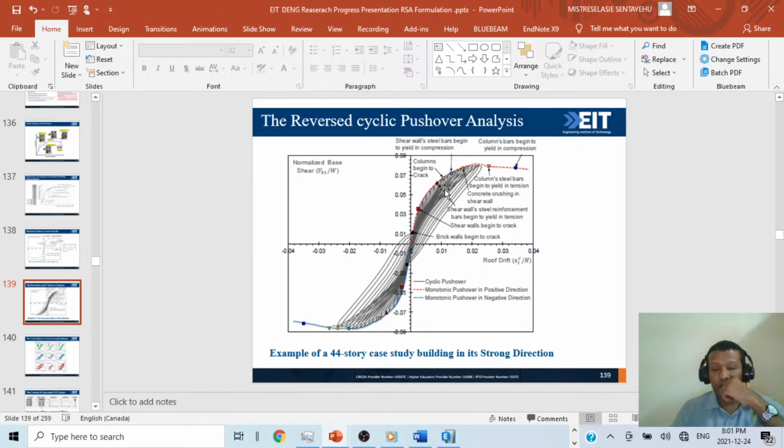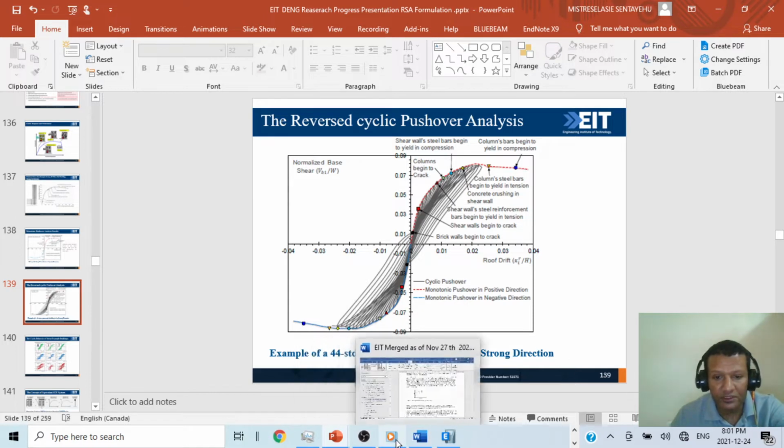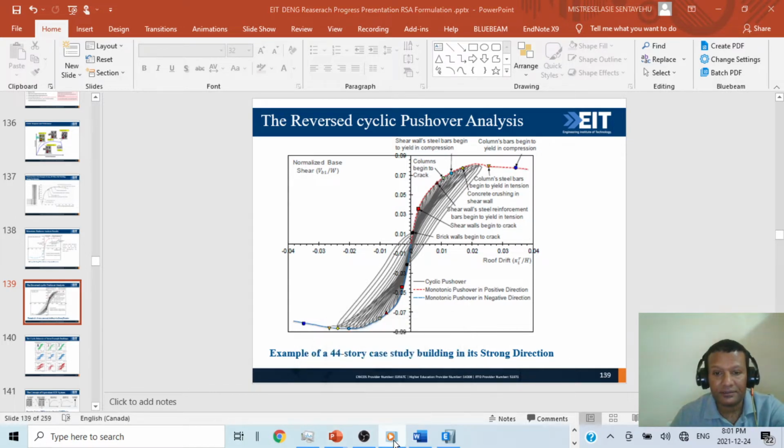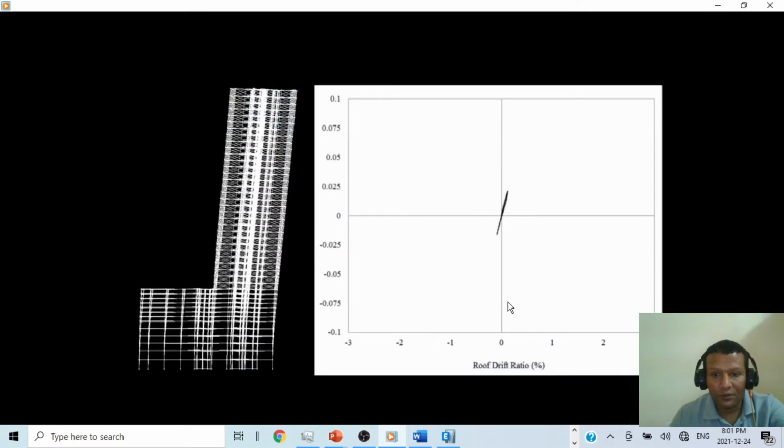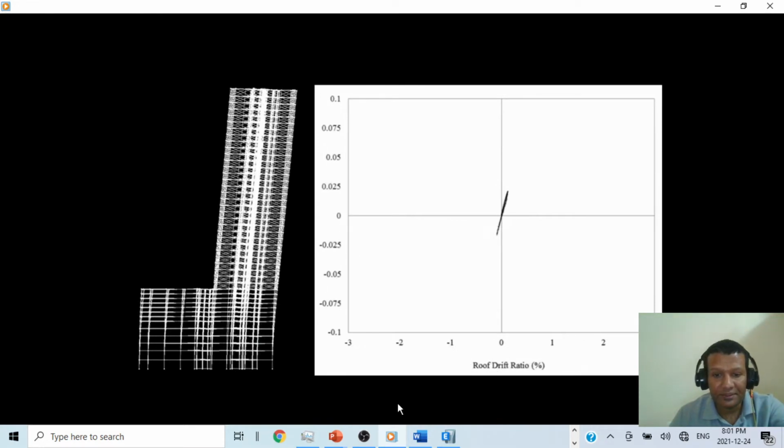Let me show you how this works. I have one video also. This is the same building from Professor Voigt. Let's open this one. This is base shear, roof displacement. Let's play it.